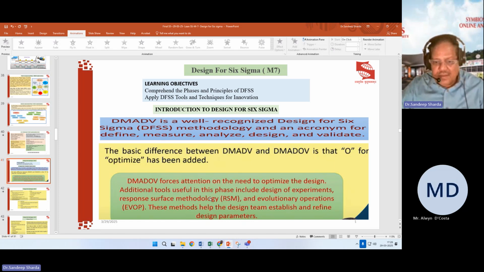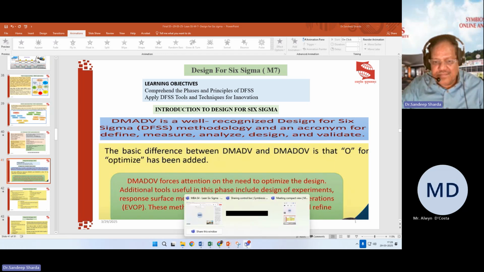With this basis, thanks a lot for the patient listening. This is the part which we have completed as far as the design for Six Sigma is concerned.